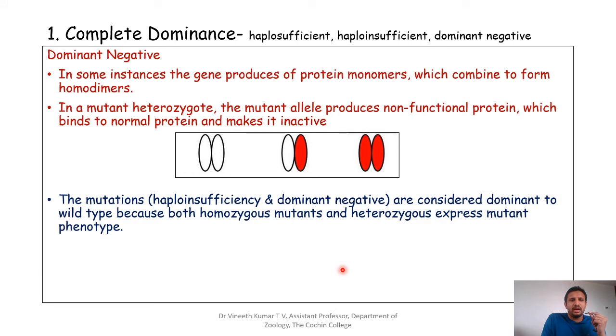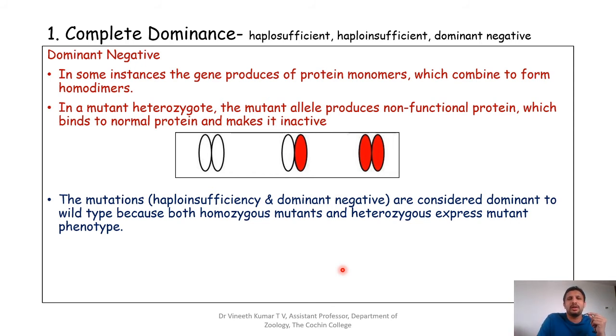So coming to the next one, which is the last one, which is dominant negative. Dominant negative is also due to a dominant mutation. This happens in special cases where a gene produces protein monomers, and for that protein to function, these protein monomers combine to produce homodimers. A dimer means a complex protein with two units which are of the same type.